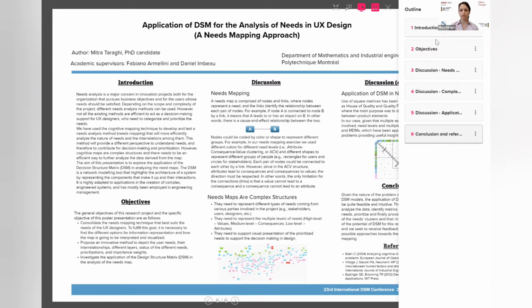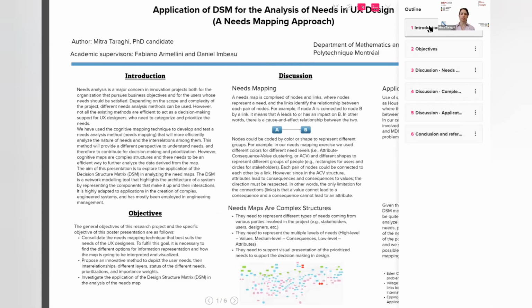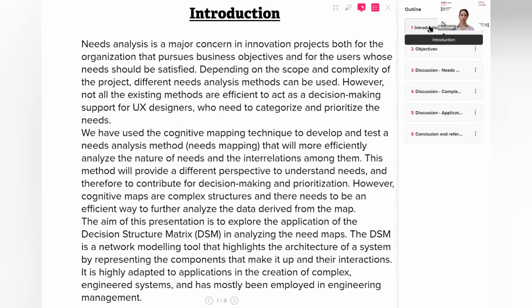Okay, so my presentation today is about application of DSM for the analysis of needs in UX design. Needs analysis is a major concern and also an important step in innovation projects, both for the organization that pursues business objectives and also the users whose needs need to be satisfied if the product is to be successful. Here in my research project, I'm doing an internship at a company named CN, which is one of the largest transportation companies here in North America. And I'm collaborating with the UX design team.